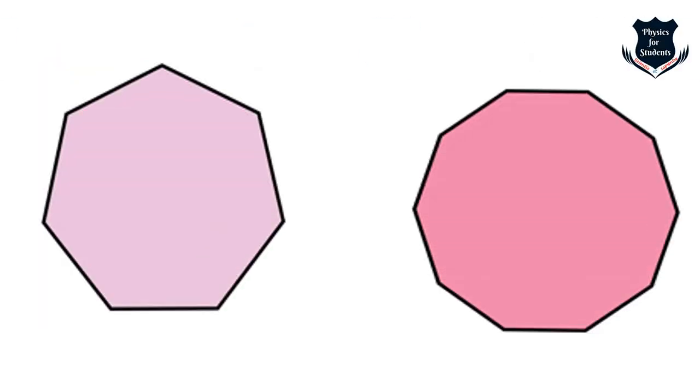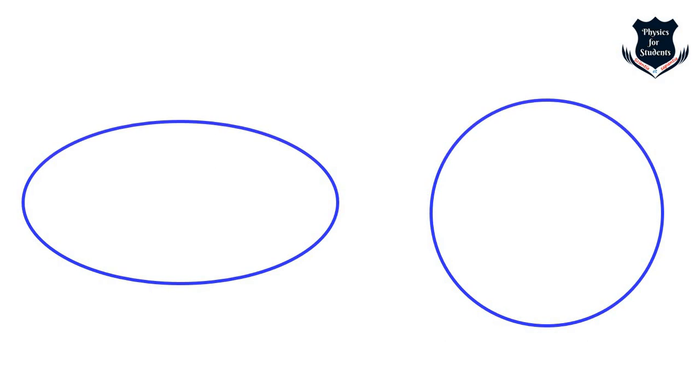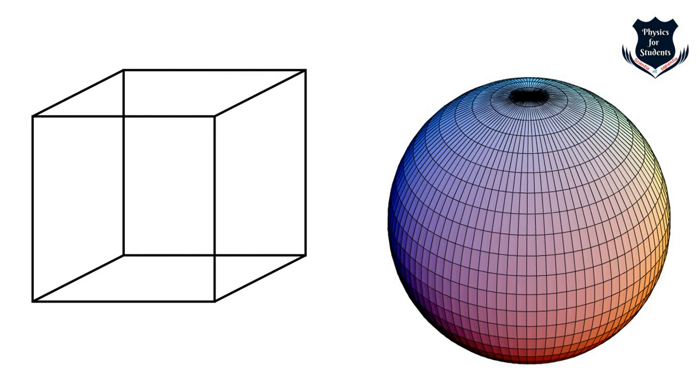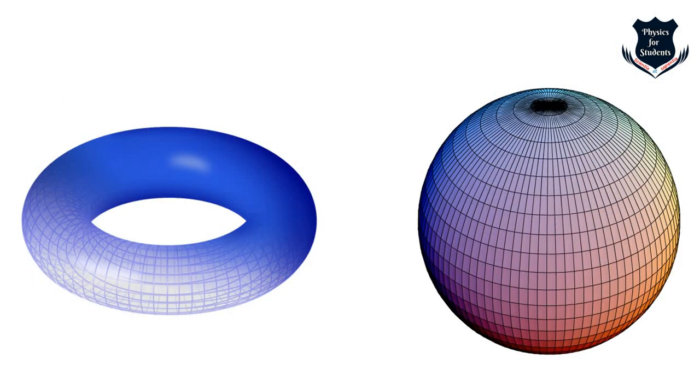So let us see some examples: two polygons are homeomorphic to each other. We can take an ellipse and a circle, they are homeomorphic to each other. We can even take a cube, which is homeomorphic to a sphere, right? And the surface of a torus is not homeomorphic to a sphere. Right. Let us not go into the explanation of why it is not. Let us understand which is homeomorphic and which is not homeomorphic.